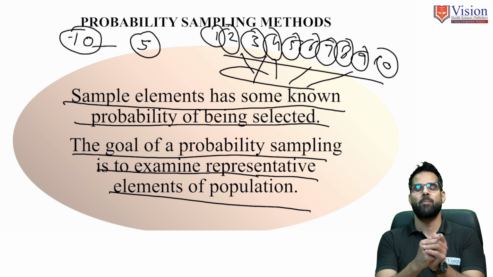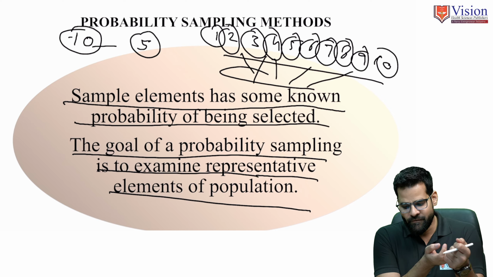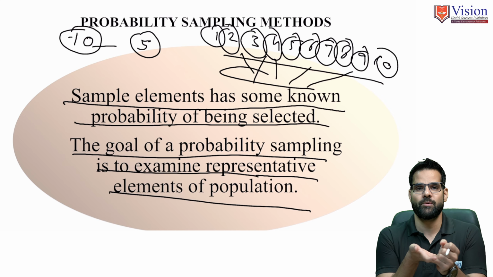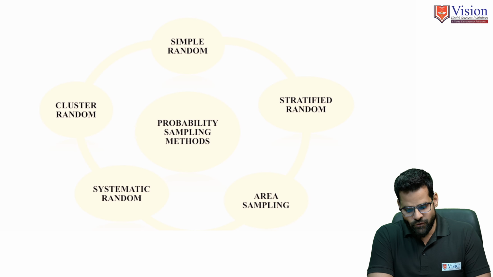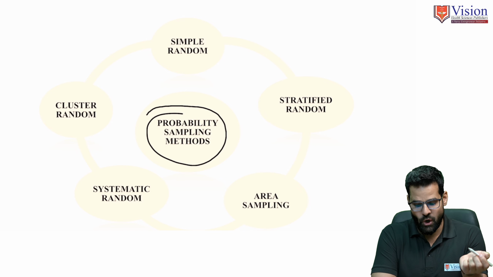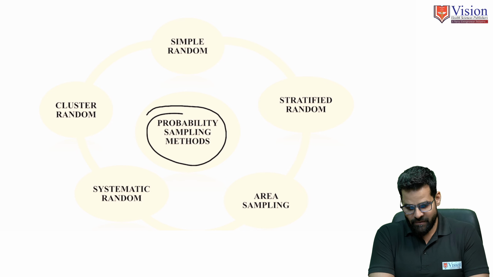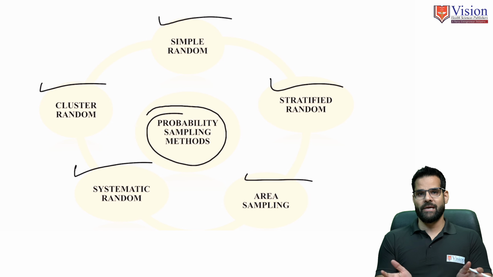So ultimately, probability sampling is superior, as I told you. Why? Because here every subject, every element of a population has an equal chance of selection. Now, if you talk about the various methods under probability techniques of sampling, we have simple random sampling, stratified, area sampling, systematic sampling, and cluster sampling. So we'll discuss all that one by one in detail.